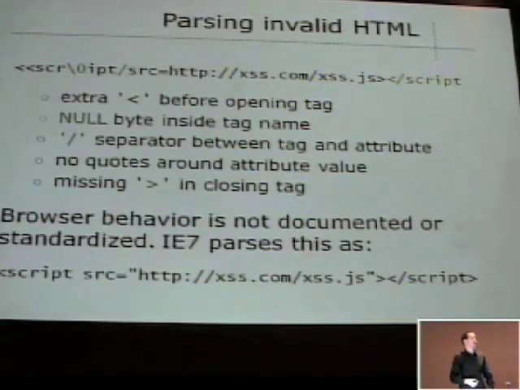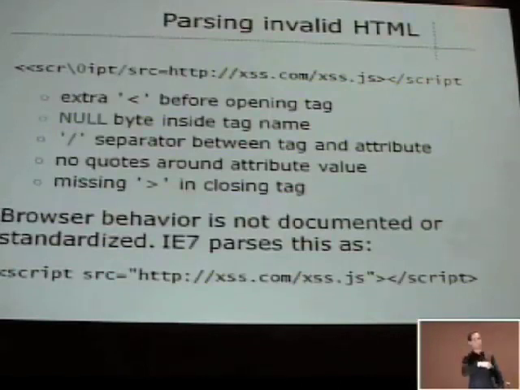You can also use a forward slash as a separator between a tag and an attribute instead of white space. You don't need quotes around the attribute value. You don't need a greater than sign when you close the tag. So your XSS filter needs to be aware of all these things, and it needs to duplicate the behavior of the browser. But the behavior of the browsers when dealing with malformed HTML is not documented anywhere, and it differs between not only different browsers but also different versions of the same browser.